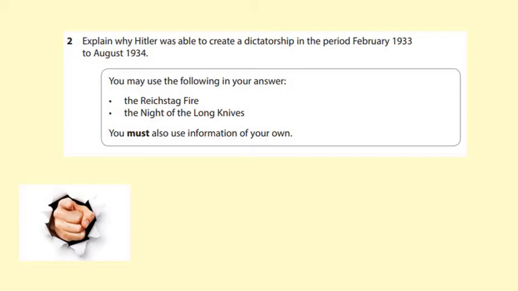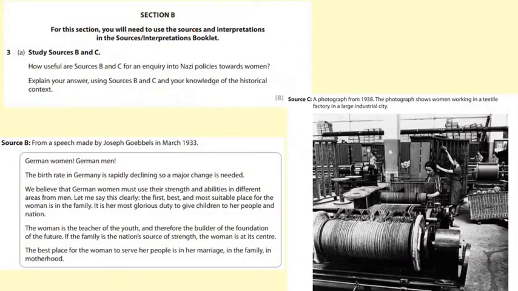So let's move on and look at question 3A. So this second section of your exam paper, section B, has four questions, 3A, 3B, 3C and 3D. And all of these questions are linked to the same topic. So in this case, they're all going to be about Nazi policies towards women.